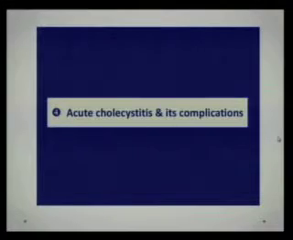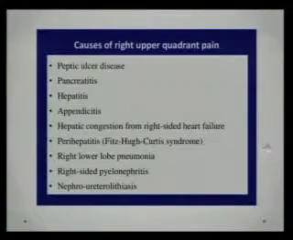All right, coming to the fourth entity, acute cholecystitis and its complications. Any questions? All right, let's keep going. Now, a patient will not come in with gallbladder calculus or acute cholecystitis. The patient will present with right upper quadrant pain.